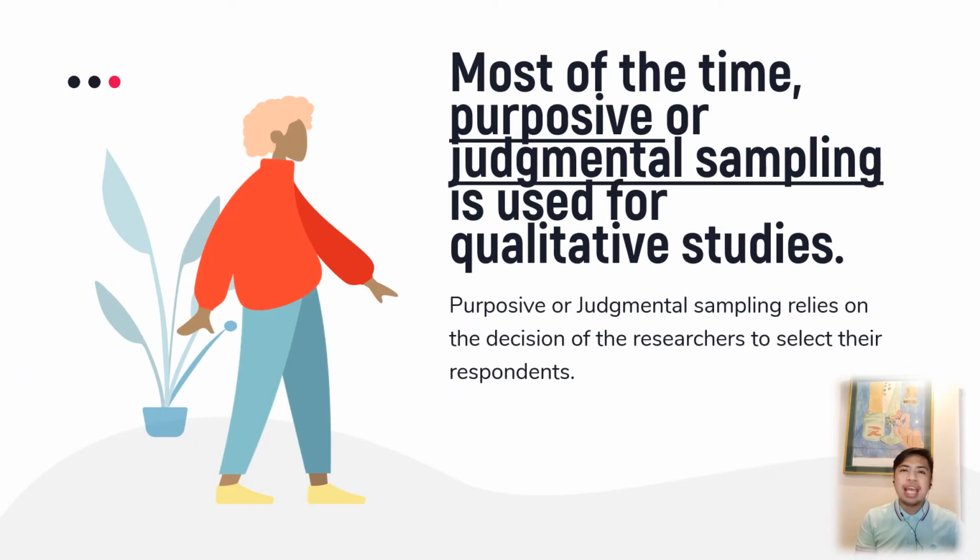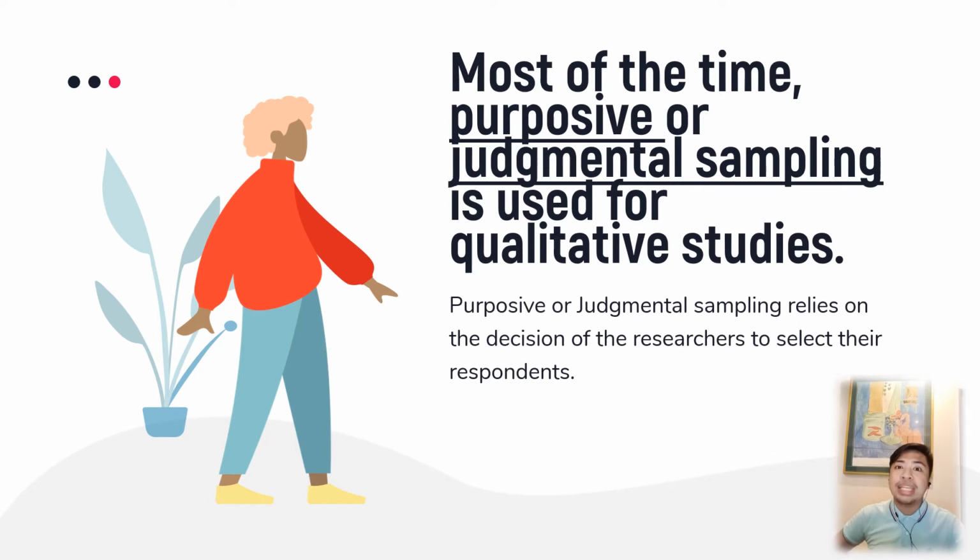Now, most of the time, when it comes to qualitative studies, we are using purposive or judgmental sampling. What do we mean by that? Purposive or judgmental sampling relies on the decision of you as a researcher in choosing or selecting your respondents. Okay, so when we say purposive, when we say judgmental, it depends on the decision. It's the sole discretion of you as a researcher.